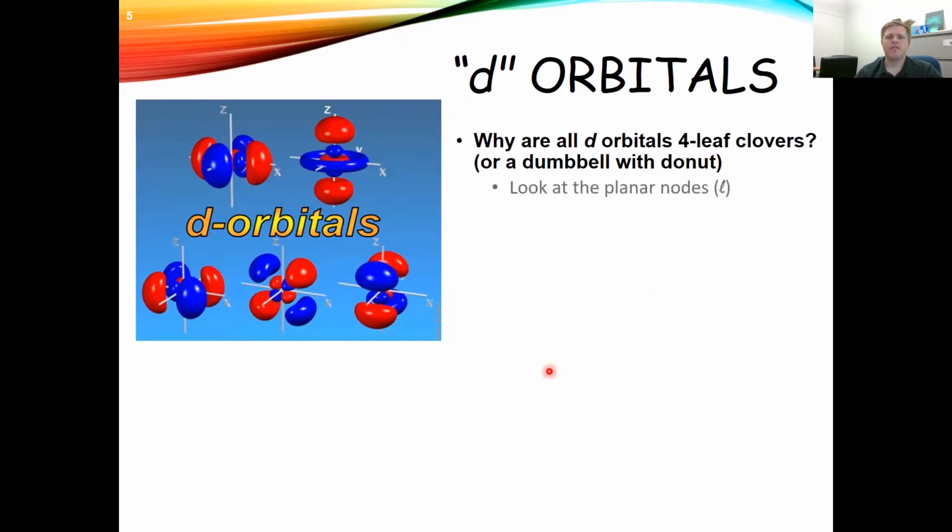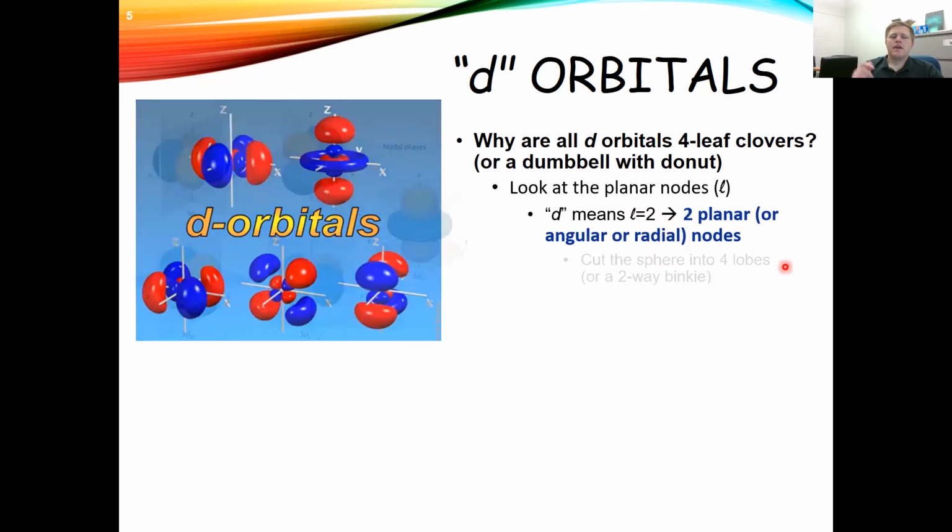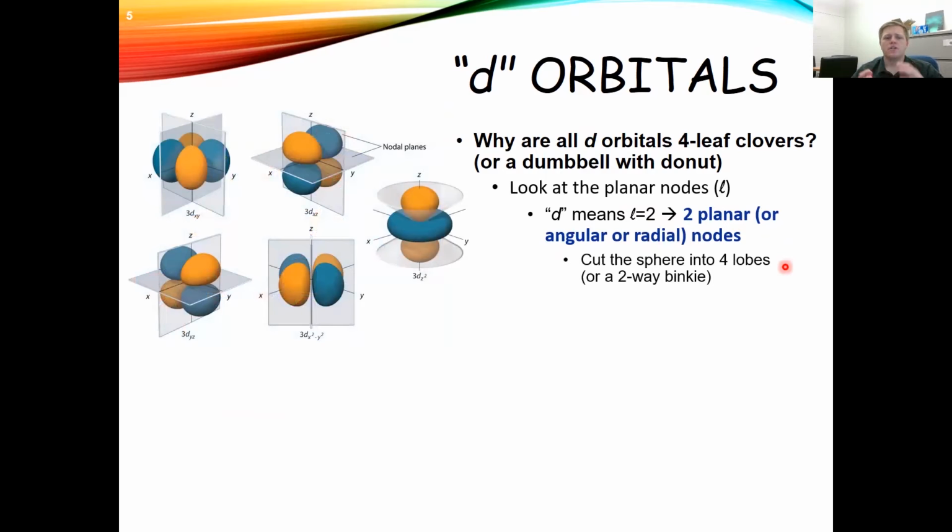Right, and d orbitals have an angular momentum value of 2. So that means they have 2 planar or angular or axial nodes. Sorry, I wrote radial here on the slide, but it should be axial. So these cut your sphere into 4 lobes, right? If you think about starting with an s orbital that's a sphere, you put 1 planar node, now you're chopped into 2 pieces, then you send your next planar node through there, and that chops it into 4 pieces. It's like slicing a piece of pizza. You give it 1 slice, and a second slice, now you have 4 pieces of pizza.